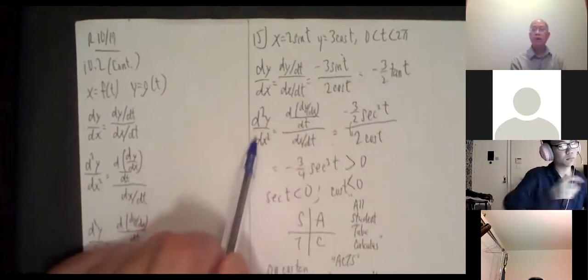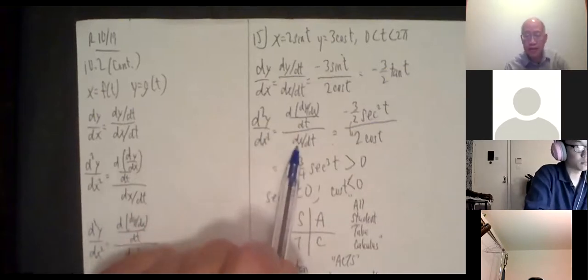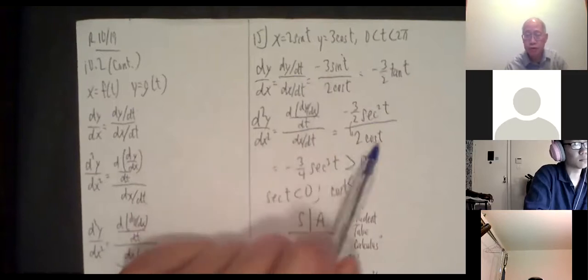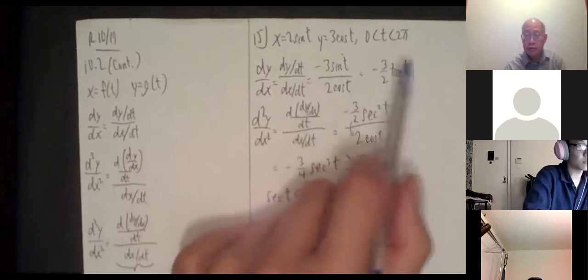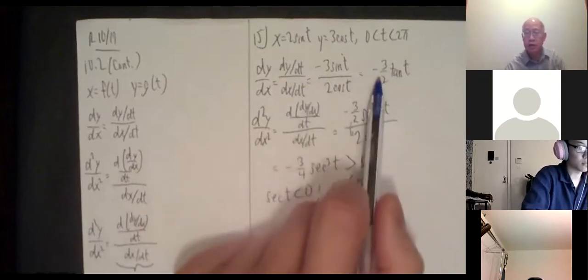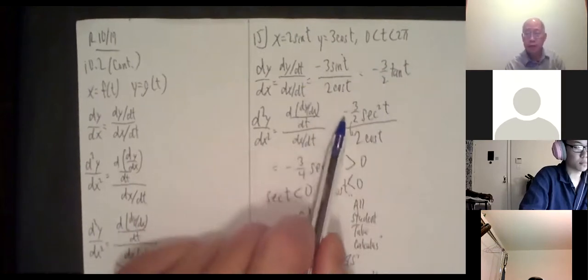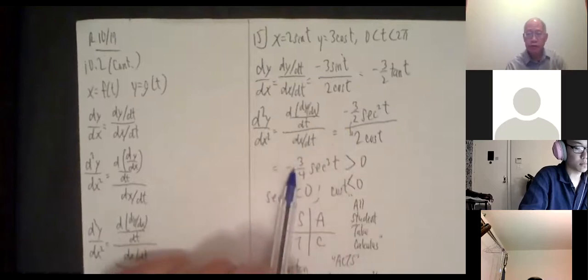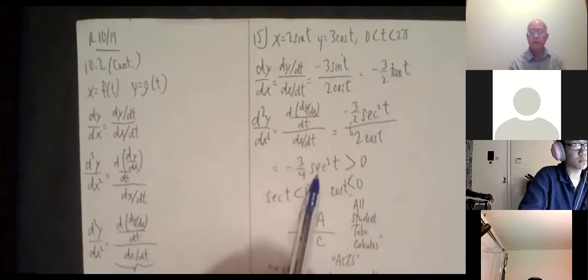Okay, d squared y over dx squared, second derivative. The bottom is dx/dt. We just did that, 2 cosine t. There it is. What about the top? I take the derivative of dy/dx with respect to t. So negative 3 halves secant squared of t. Same thing, 2 can come down, negative 3 over 4. Cosine on the bottom means secant on the top. So I have a grand total of secant cubed.